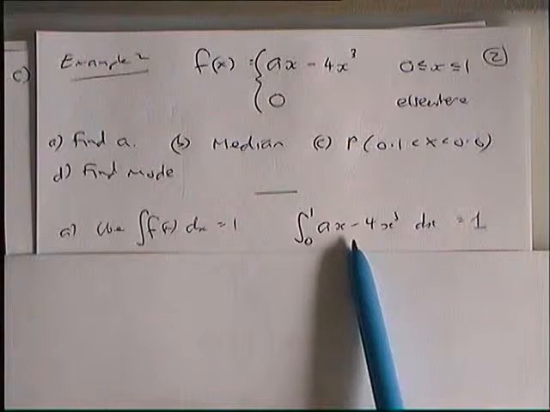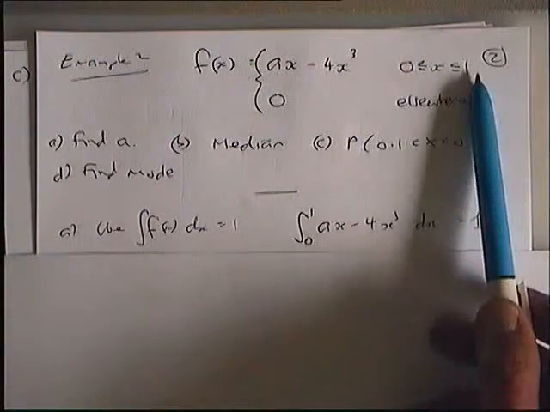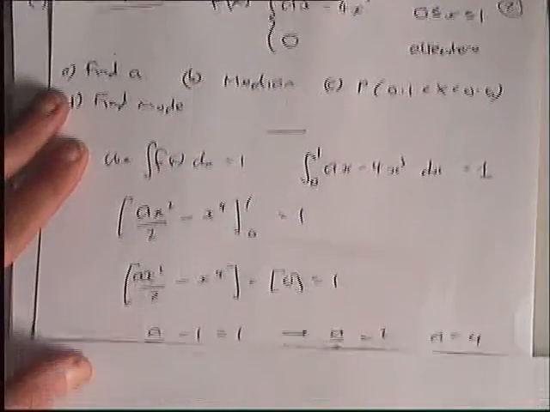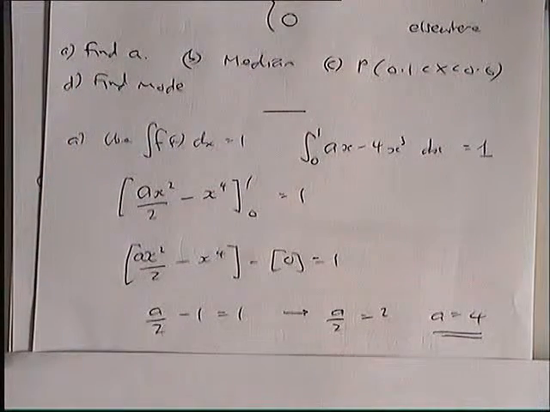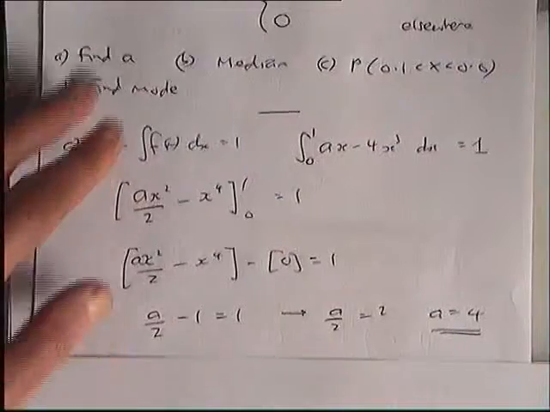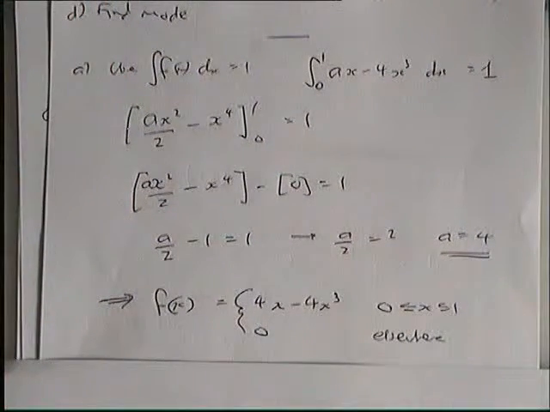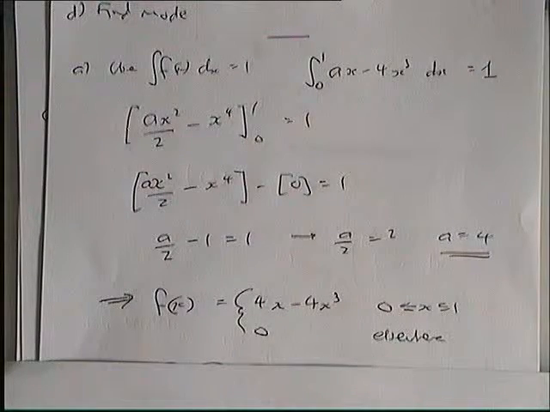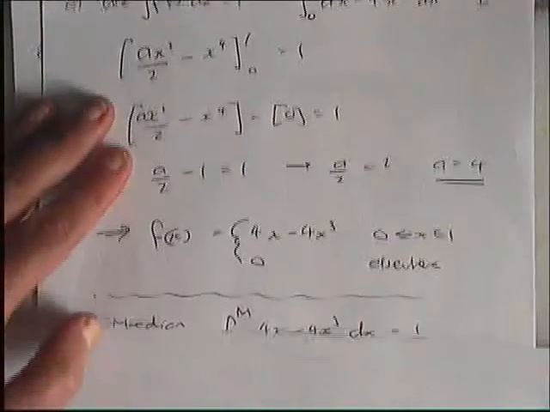So we wrote out our function. The limits here are 0 and 1, and I knew the area equaled 1. So I integrated it, worked out that a was equal to 4. Then I wrote out my function again, but now not with a in there, but with 4 in there. So the next thing was finding the median.